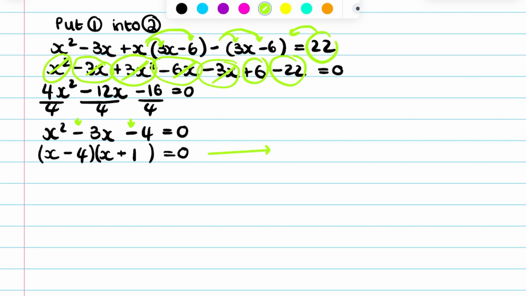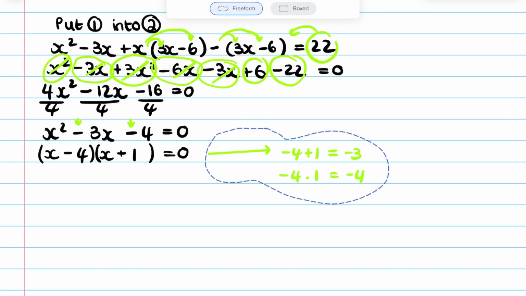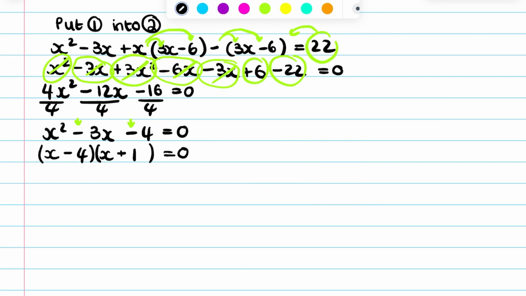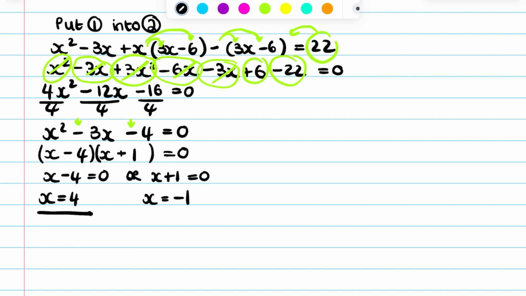Remember, double check yourself simply by saying, is negative 4 plus 1 going to give you negative 3? And yes, it absolutely will. And then you ask yourself, is negative 4 times positive 1 going to give you negative 4? And it will. So now you know that whatever's in your bracket is indeed correct. So now we need to simply solve for x. So we can say x minus 4 is equal to 0, or x plus 1 is equal to 0. And then we say x is equal to 4 here, or x is equal to negative 1. And these are then your x answers.